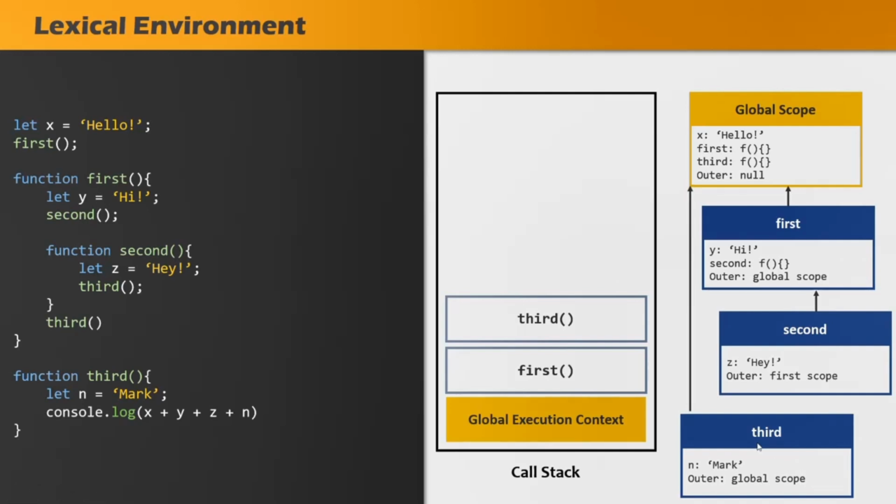So as you see, even though the first function is the one which called this third function, the scope of third function does not have access to the scope of first function. So this is very important to understand, that the order in which the execution context for a function is created and executed does not determine the scope chain.